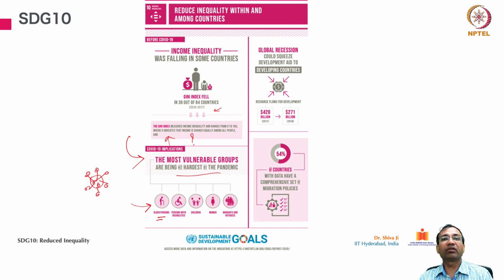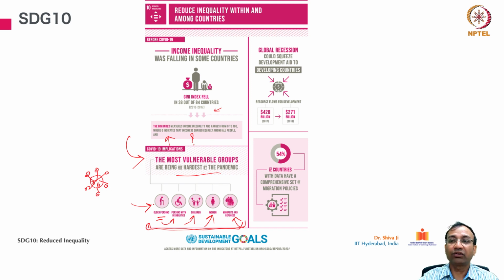So definitely the mortality rate for this particular group was very high. Persons with disabilities find it difficult to cope in situations of short supply of resources, commodities and other stuff. Children, women, and migrants and refugees are the most vulnerable groups in any disaster situation. So here also we are seeing that the impact is more on these groups.